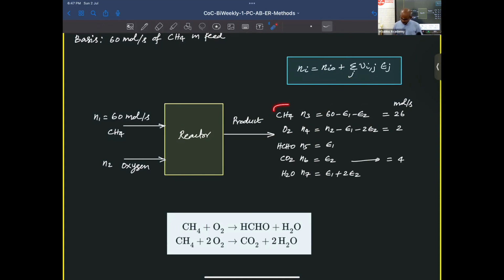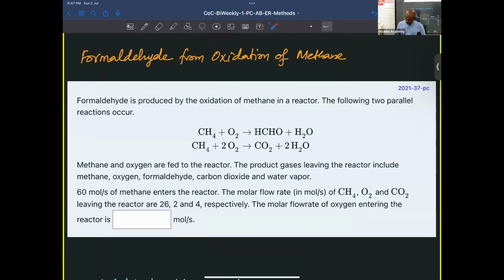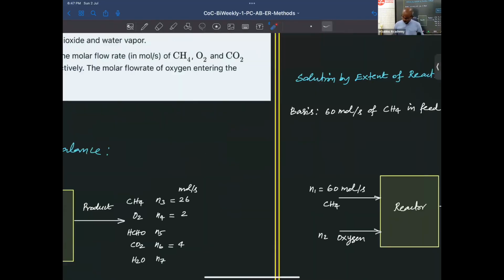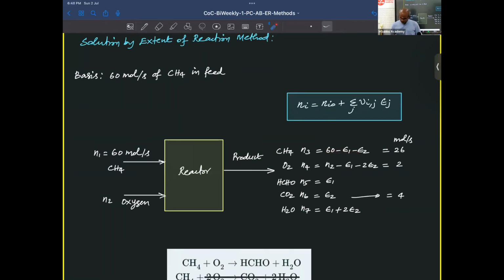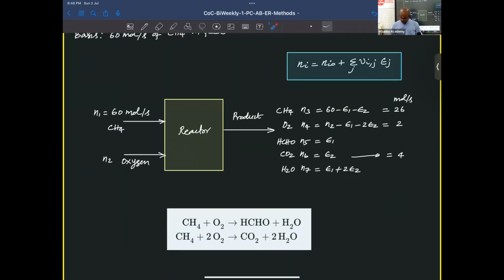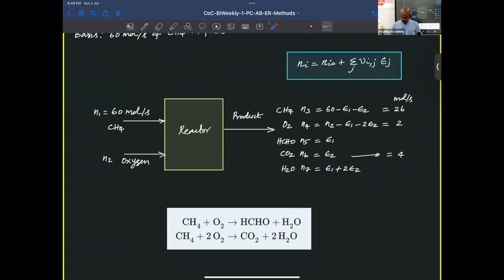So what is there? Methane in the product. We already know this amount, which is 26 mole per second, but we can write this equation based on this. This is of course N3, N4, N5, N7. Simply we are using the same symbols already used here. Now, how to write this? This i refers to methane. So moles of methane in the product, N3, is equal to the initial moles. Initially the feed is having 60 mole, that will be the initial moles.